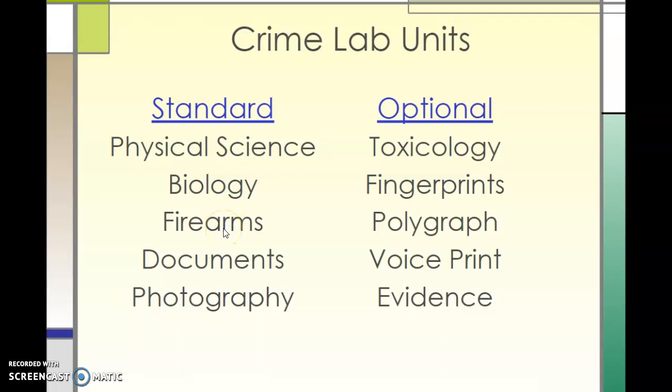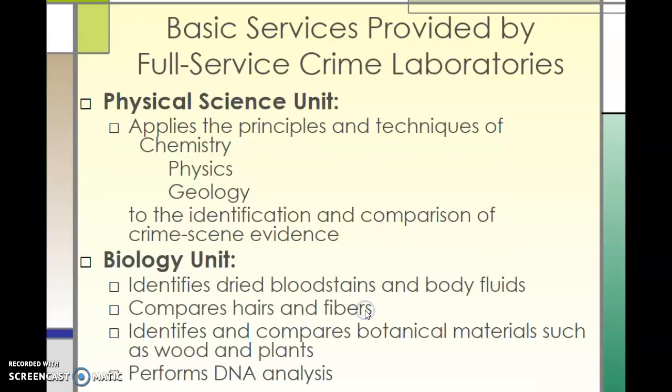Firearms would be identifying gun markings or tool markings on a bullet. Identifying handwriting. Photography would be being able to break down and look at certain parts of a picture. Toxicology would be looking for poisons, and then we have fingerprinting, which we're going to get into shortly, lie detecting on our polygraph, and then voice imprints and other different sorts of evidence.